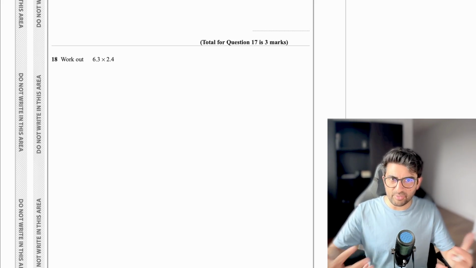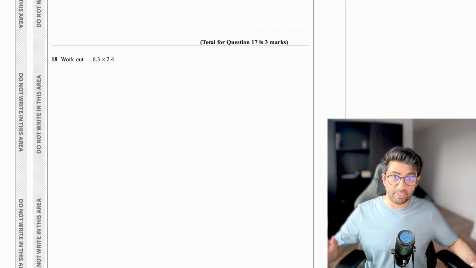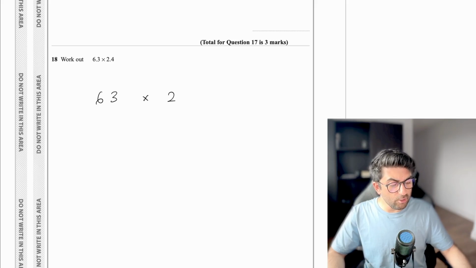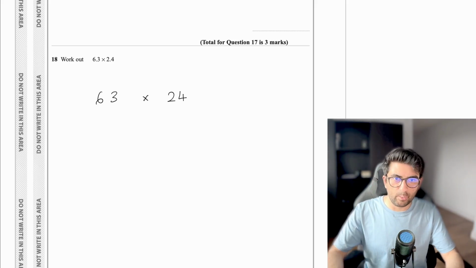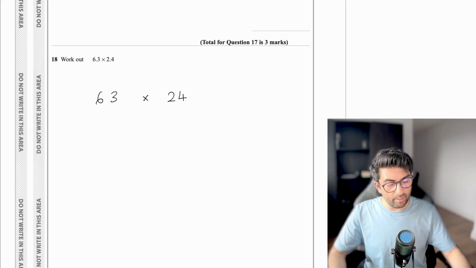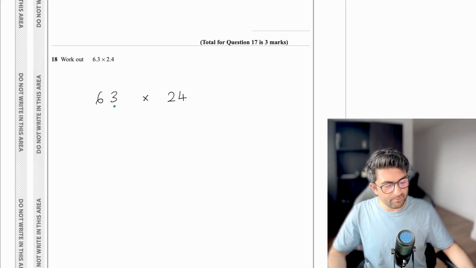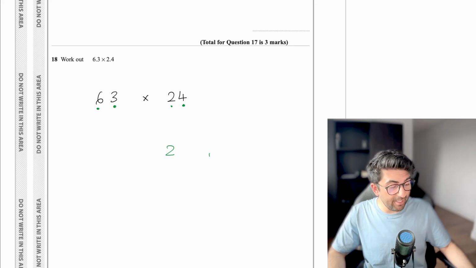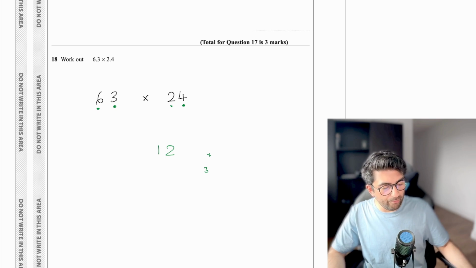So the easiest way to do decimal multiplication is to ignore the decimals. Pretend they're not there. So I would do 63 times 24. There's loads of ways of doing multiplication. You can do it however you want. So I'm going to work this out my way. 3 times 4 is 12. 3 times 2 is 6. 6 times 4 is 24. 24 plus 6 is 30. Add the 1 makes 31. And then 6 times 2 is 12. Add 3 is 15. So I've done the multiplication.